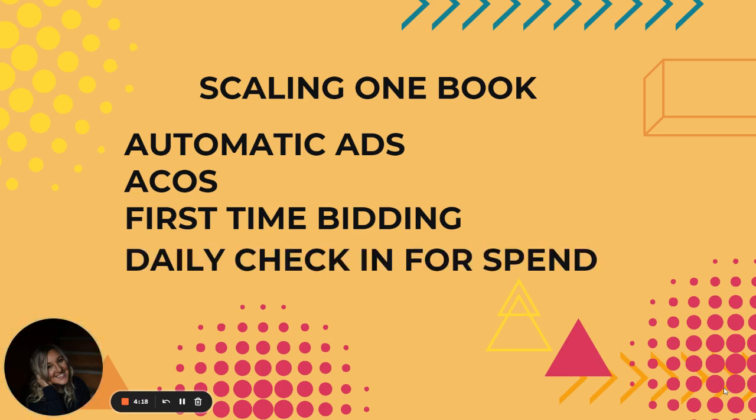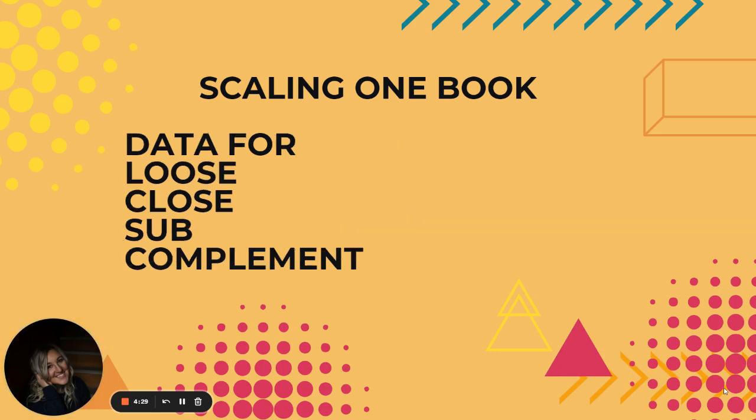As I said, I checked in daily for the ad spend just to get the data. You need to let ads run so you can see who Amazon is actually trying to target for your ad. As you turn on an automatic ad, there are 4 targets that Amazon will go after. These are described in your console as loose, close, substitute, or complement.